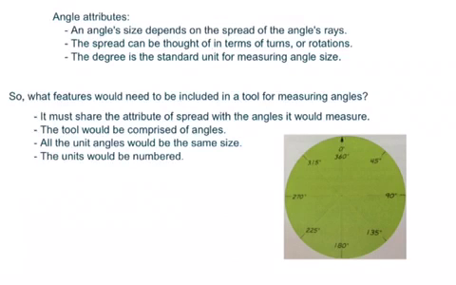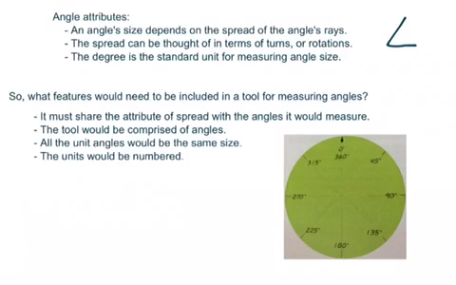So, angle attributes. Things you should be thinking about when we talk about attributes of angles. Qualities, characteristics of angles. That's what attributes means, okay? So an angle's size depends on the spread of the angle's rays. So if I was going to draw an angle like this, the spread in between the two rays, that's the angle's size, right? That's what that first one is saying.